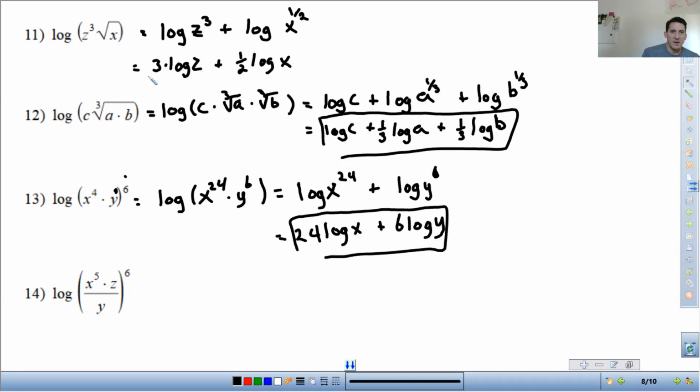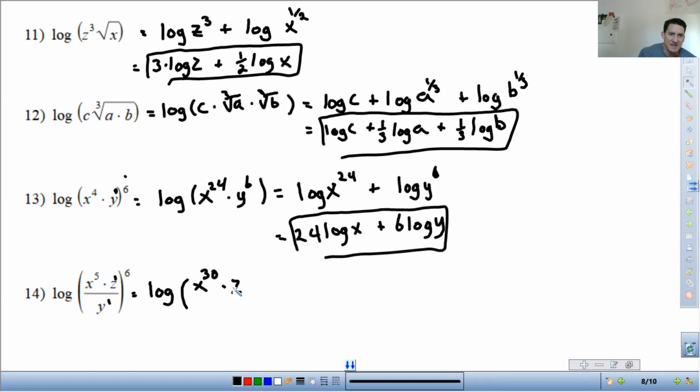Boxes, there's a lot going on in this. All right, so for the next one, I'm going to do the same thing. The z and the y both have exponents, so it's going to be log of 5 times 6, so it's going to be x to the 30th times z to the 6th divided by y to the 6th.